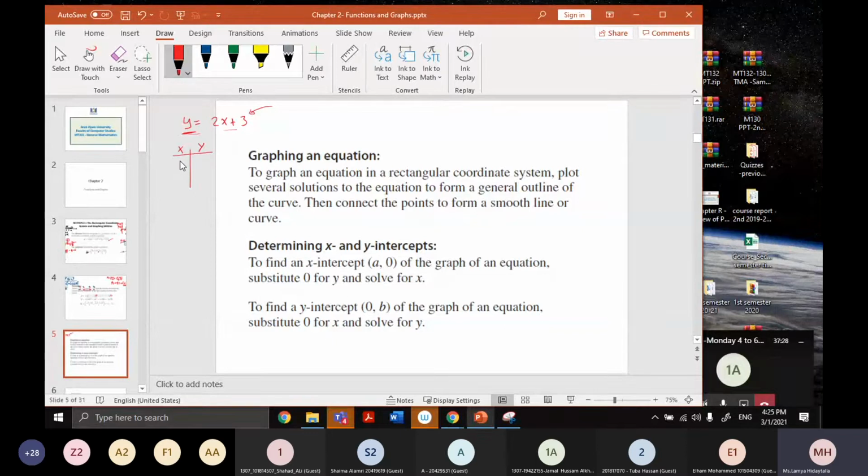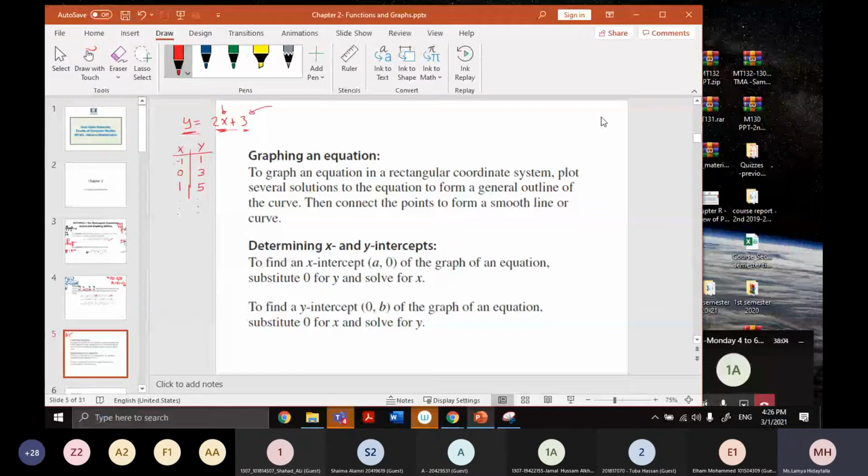For example, if I take x equal to -1, and when we substitute with it here, -2 plus 3, which is 1. What if I took x equal to 0? 0 plus 3, then the value is 3. But what if I took the value 1? 2 times 1 plus 3, then that is 5, and so on. And we can find infinitely many of them.